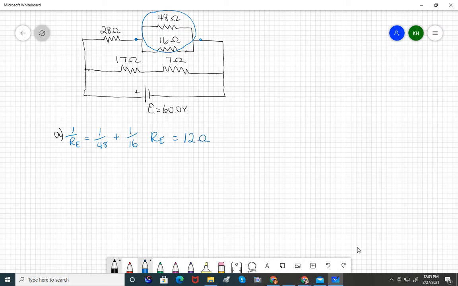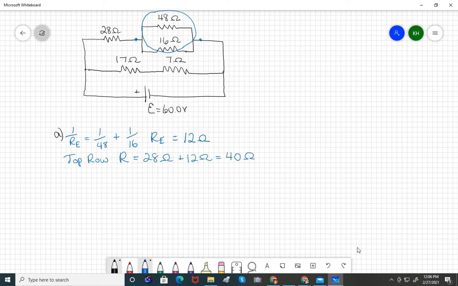Now I'm only writing 2 digits, but in the original problem, when you look at it, everything had 3 significant digits. So our final answers will have 3. So this is going to be equivalent to 12 ohms. That means that that top row, you could think of the resistance as being 28 ohms plus 12 ohms is 40 ohms.